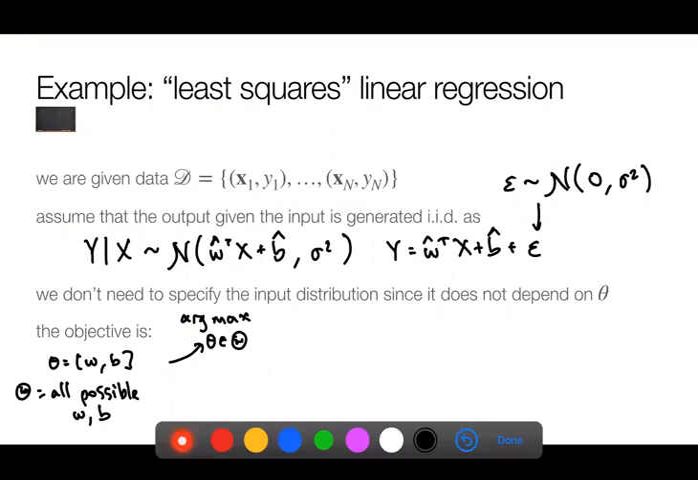What is my maximization problem? Well, remember, it's the sum of log probabilities of y given x. In this particular instance, the way that I can write that is the sum of log normal densities of my observed outputs yi, given what? Well, my mean is w transpose xi plus b, and then I have some variance sigma squared.